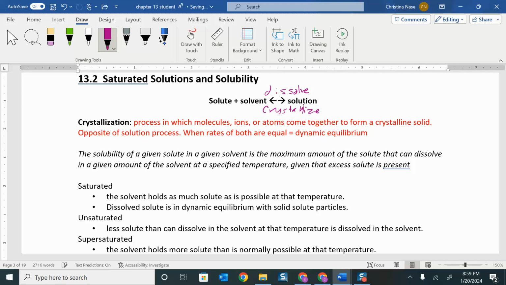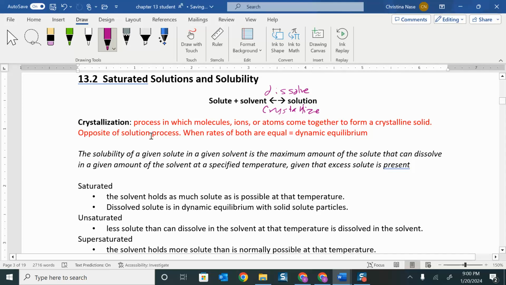Crystallization. So when it crystallizes, it's going in the opposite direction. So you have the solution happening in the forward direction, the solute plus the solvent makes the solution, dissolving. And the opposite of that is when sometimes the solute molecules will find each other, they will recrystallize, they will start to form the solid. And that's really going to happen when you start reaching a saturated solution.